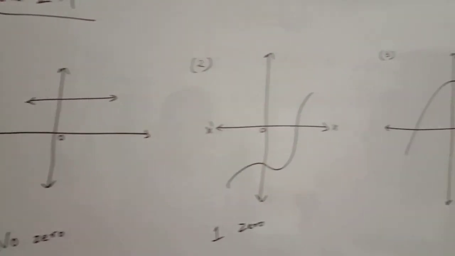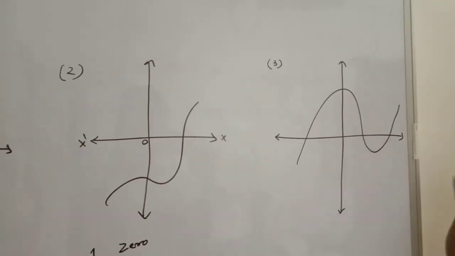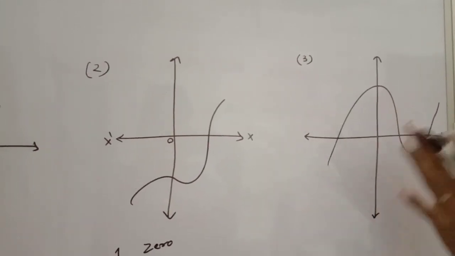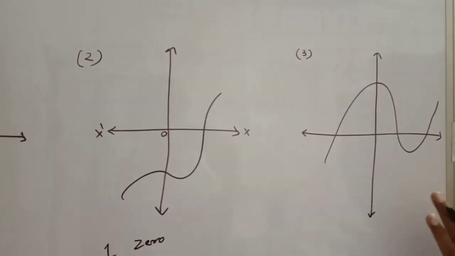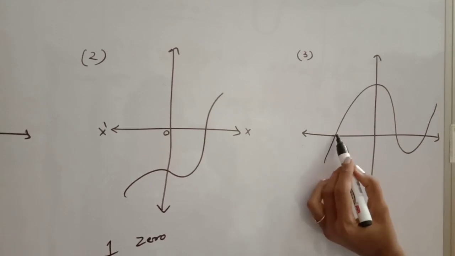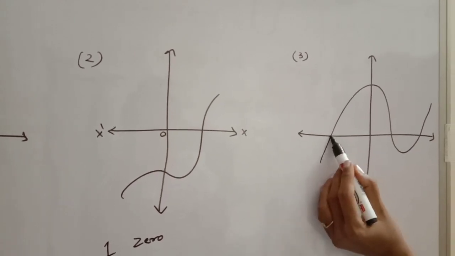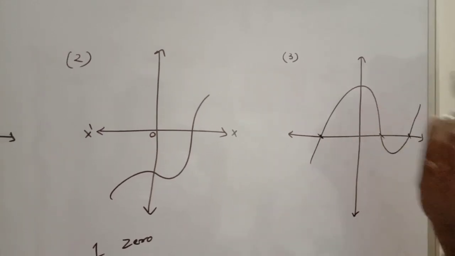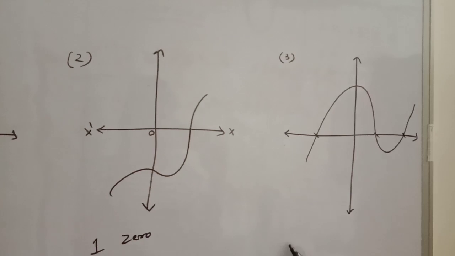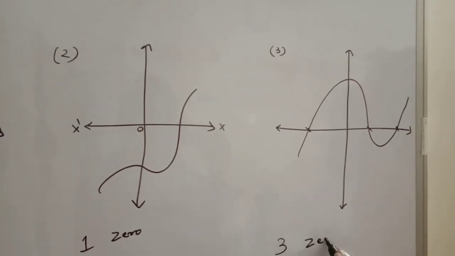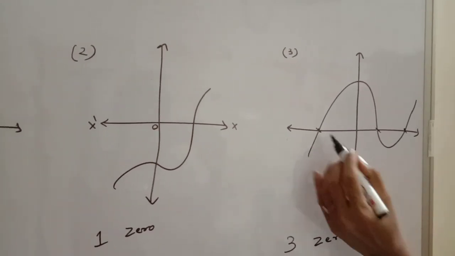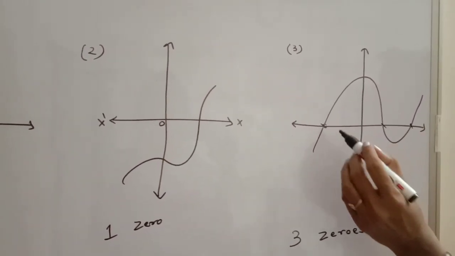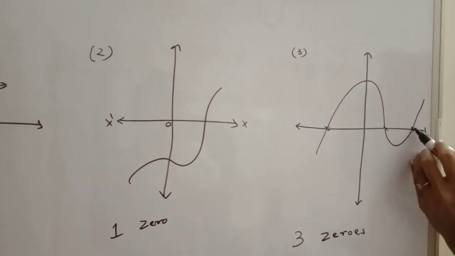Now come to the third one. See this graph very carefully. This is also not a parabola or a straight line. That means it does not represent a linear polynomial or a quadratic polynomial. Now see here. It is intersecting our x-axis at 1, 2 and 3 points. That means this polynomial will have 3 zeros. So it depends on the curve, at how many points it is intersecting our x-axis.